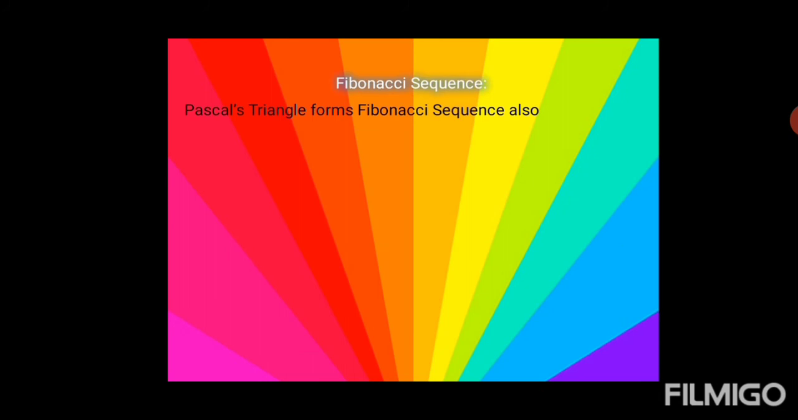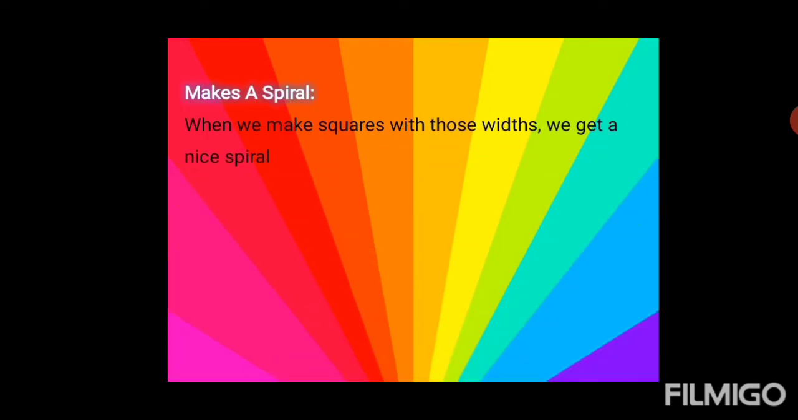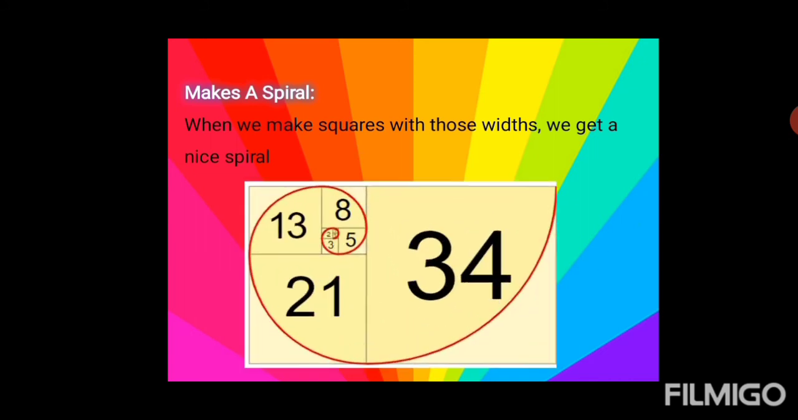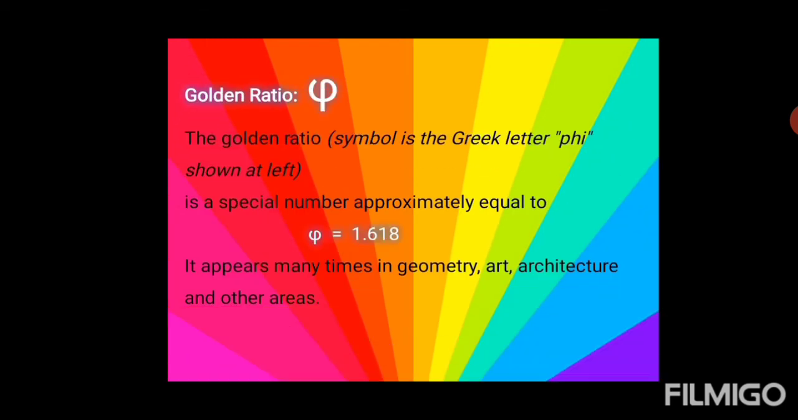Pascal triangle forms a Fibonacci sequence also. See, 1, 1, 2, 3, 5, 8, 13, 21, and so on. Make a spiral. When we make squares with those widths, we get a nice spiral. This is a golden ratio. Golden ratio is a special number approximately equal to 1.618. It appears many times in geometry, art, architecture, and other areas.